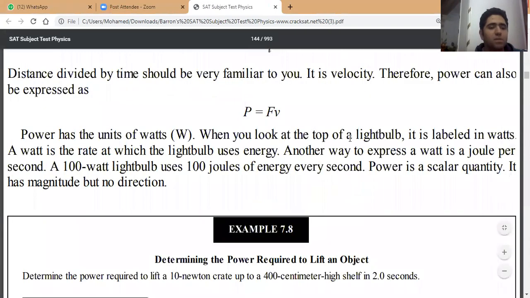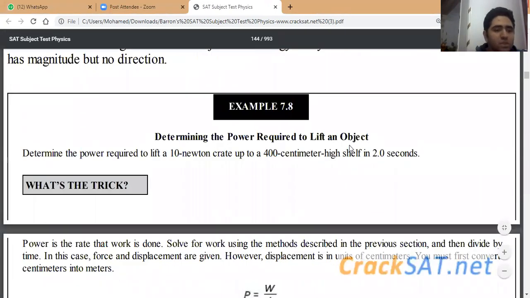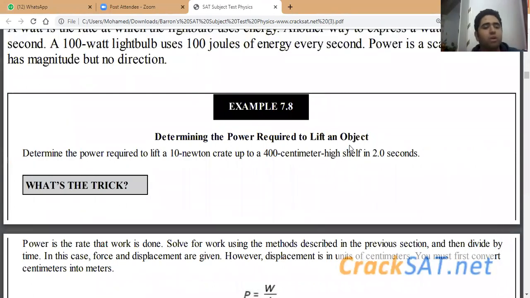Okay, let's do a couple of problems here. Determine the power required to lift a 10 Newton crate up to a 400 centimeter high shelf in 2 seconds. What you can do directly is, what's the speed? The speed is meters a second. We get 4 meters in 2 seconds. Speed is 2 meters per second.